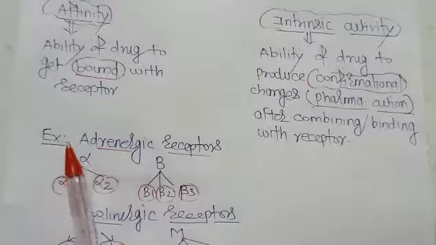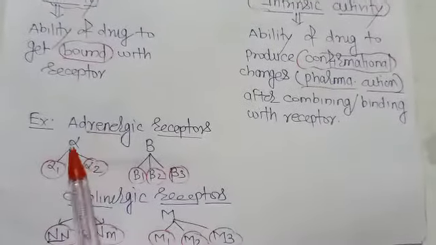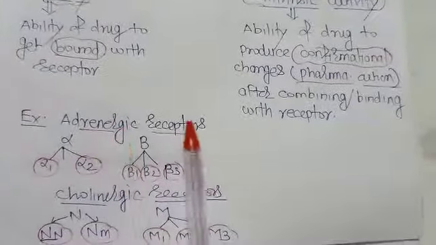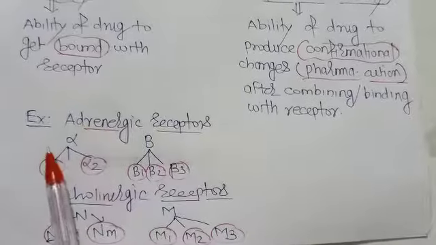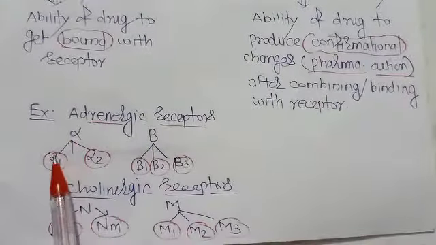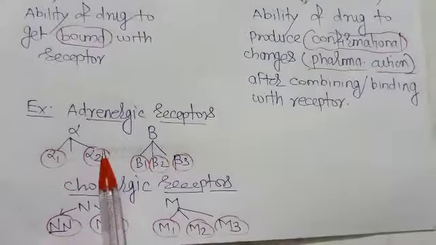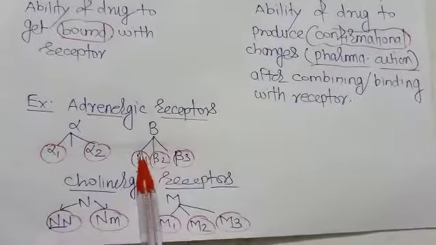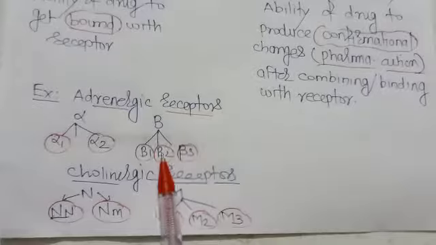What are the various examples of receptors? Most common, adrenergic receptors, we all know. Alpha receptors, beta receptors. Alpha receptors are subdivided into alpha 1, alpha 2. Beta receptors are subdivided into beta 1 receptors, beta 2 and beta 3.